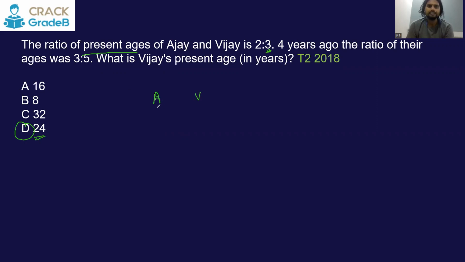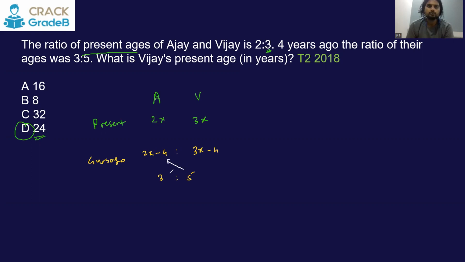Presently, Ajay and Vijay, their ages are in the ratio 2:3. So if Ajay is 2x, Vijay has to be 3x in present. Now it said 4 years ago. 4 years ago, Ajay was 2x minus 4. He was 4 years lesser. And Vijay also was 4 years lesser. This ratio is said 3:5.